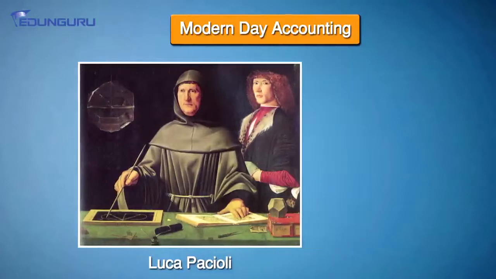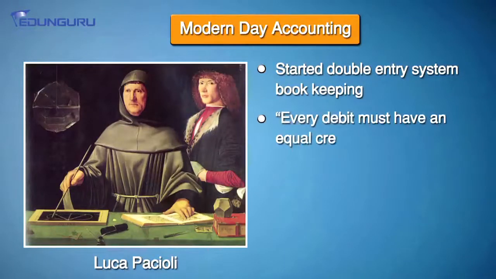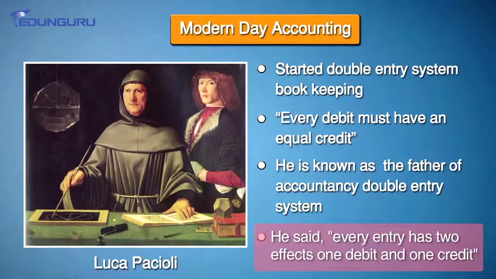But modern day accounting begins with an Italian mathematician, Luca Pacioli, who actually started the double entry system of bookkeeping. That is, every debit must have an equal credit. So he is known as the father of accountancy and the double entry system. He used debit and credit terminology for the first time. He said that every entry has two effects, one debit and one credit. We can say he actually wrote Arthashastra in a suit-boot avatar. So that is called the double entry system, which is being used in the modern day accounting system.